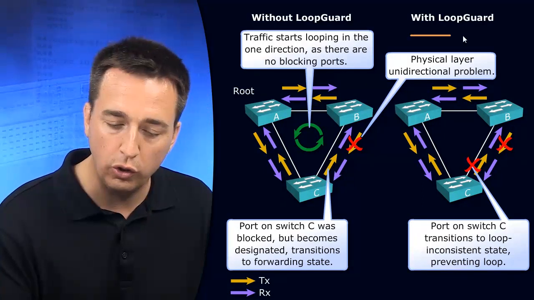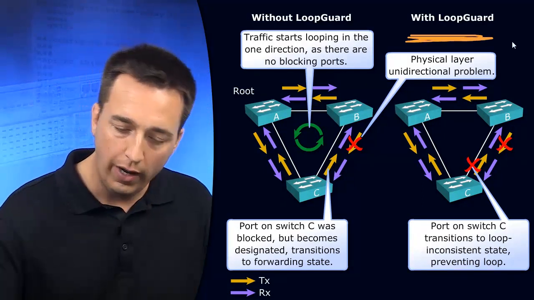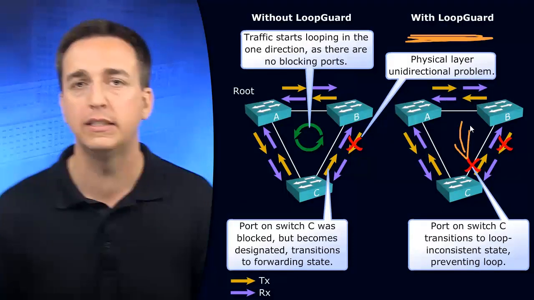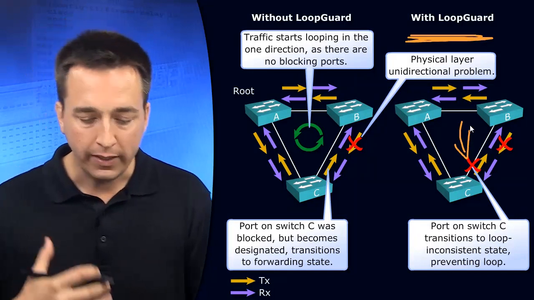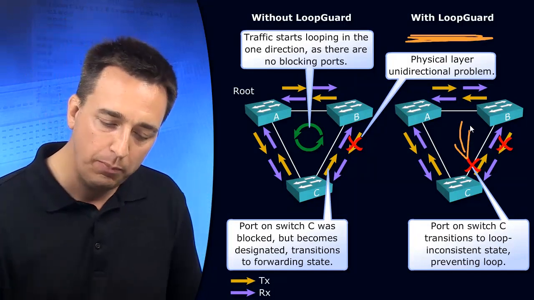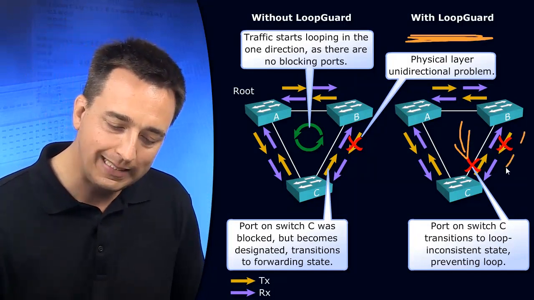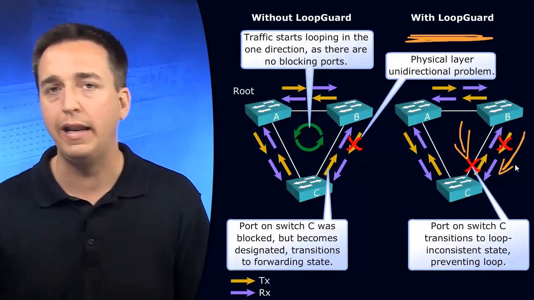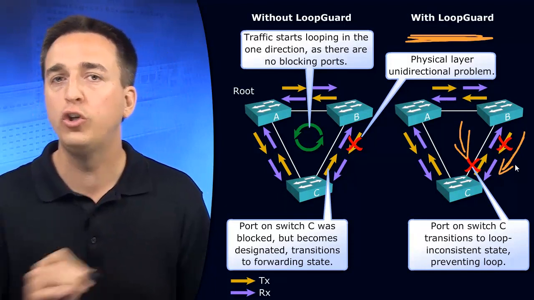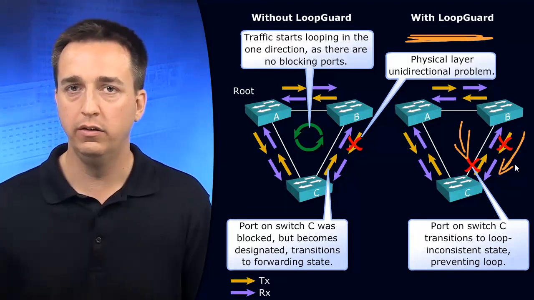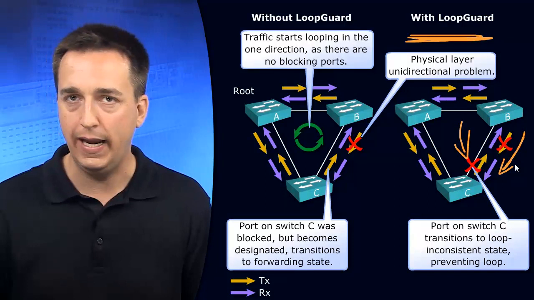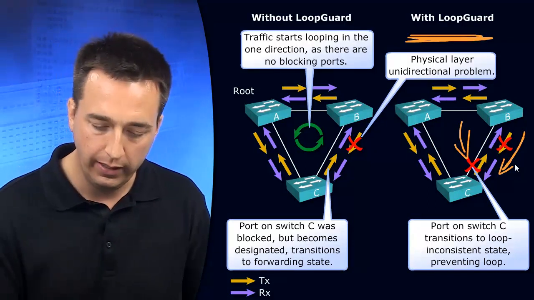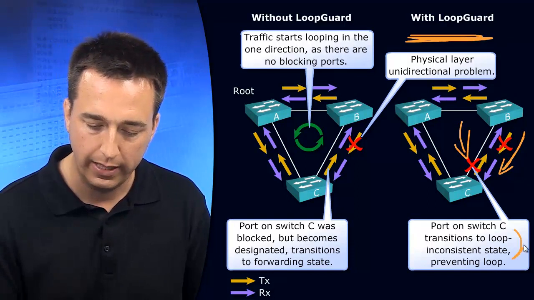So if we enable LoopGuard on this interface right here, at a minimum on that interface, what it does is it ensures that if the BPDUs cease to arrive inbound on that interface, the port will not transition to the forwarding state. It will actually be placed in the loop inconsistent state that we see down here.